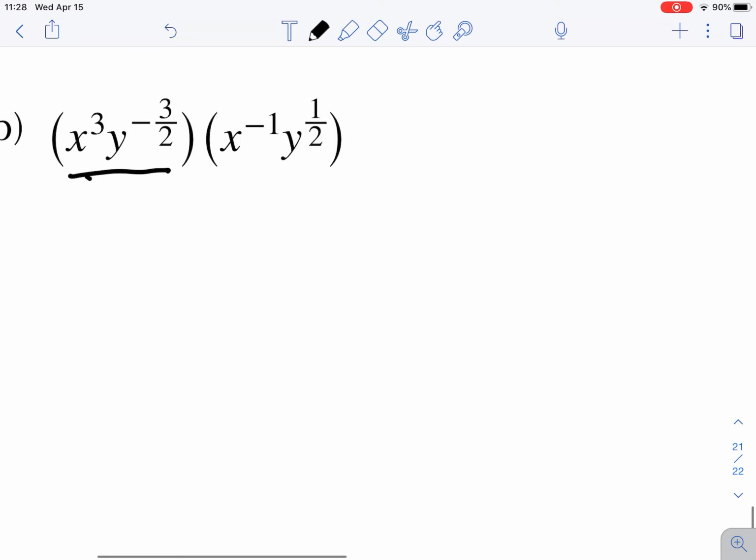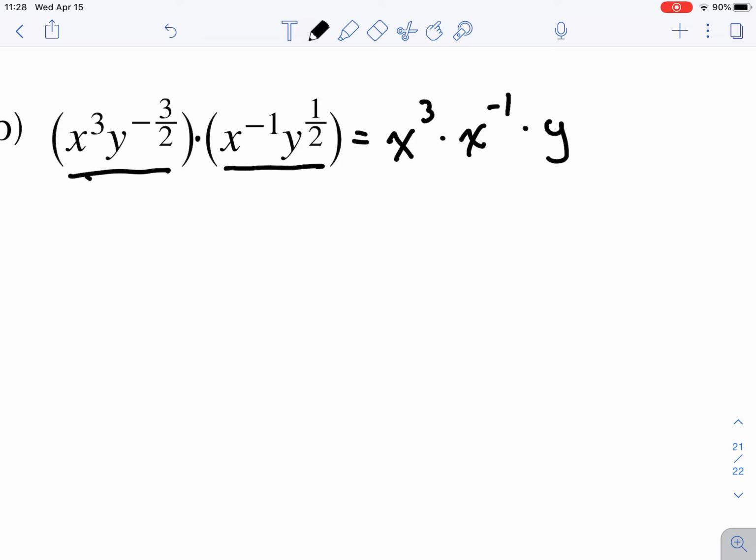Letter B. My first term is all multiplication. My second term is all multiplication. I'm multiplying them together. It's all multiplication, so I can multiply in any order I want. I can rearrange the terms in a multiplication question into any order I want.